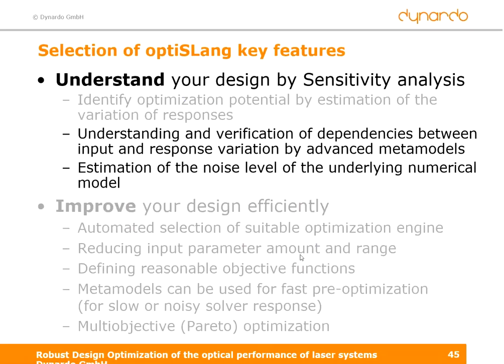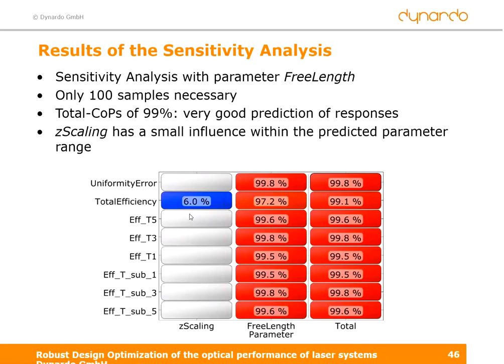And to verify that, we established a meta model, and this meta model should also help you to understand the dependencies of input and output. Based on this meta model, we can estimate as well the noise level of our underlying numerical model. So you see here a COP matrix.